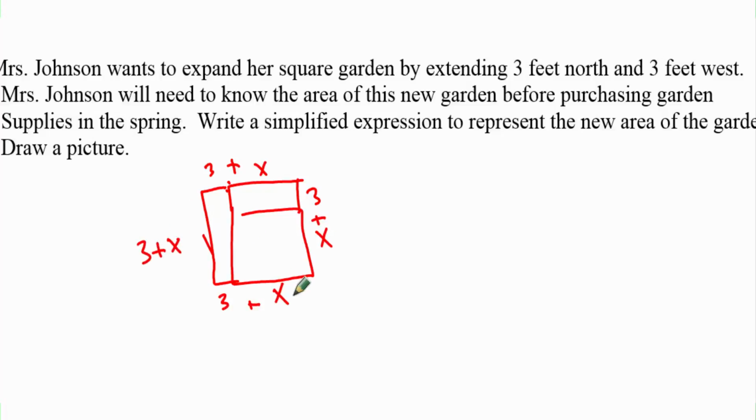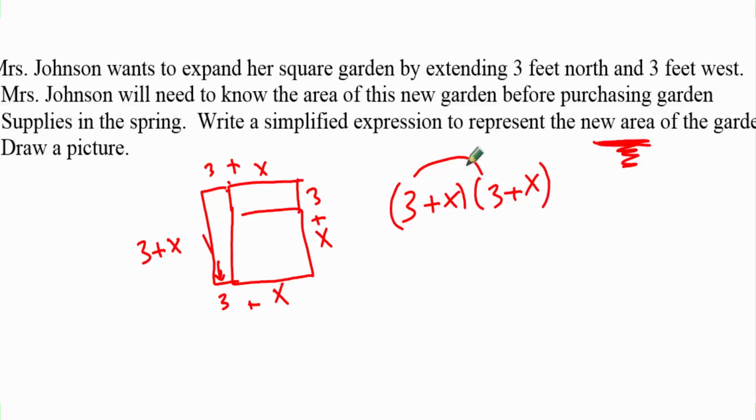Now, I can write it as 3 plus x, or I can also write it as x plus 3. It doesn't matter which order. But we have an x on this side, and this side here is 3. So it logistically looks like 3 plus x. Now, we want to write a simplified expression to represent the area. Now, perimeter is where you add them all around, but area is where you take 3 plus x, your length, times your width. So again, it doesn't matter if you do 3 plus x or x plus 3, but we do exactly this. 9 plus 3x, and then 3x plus x squared.